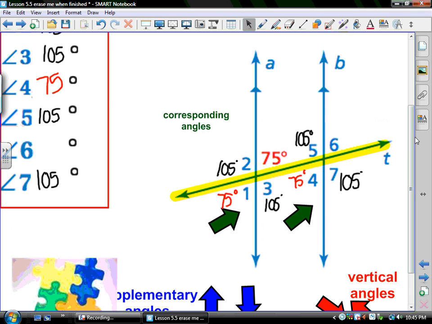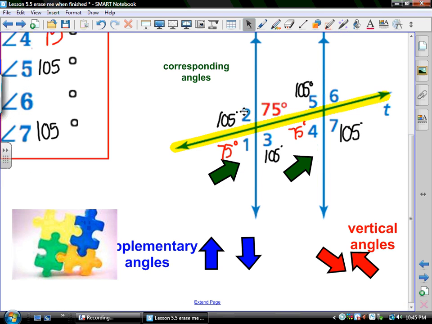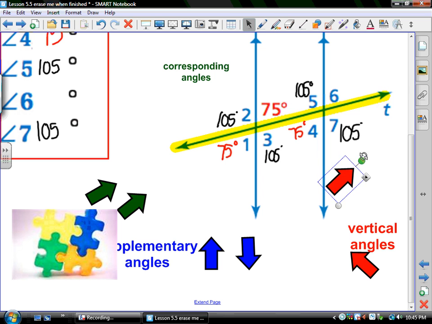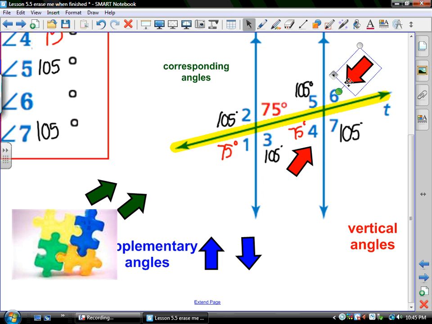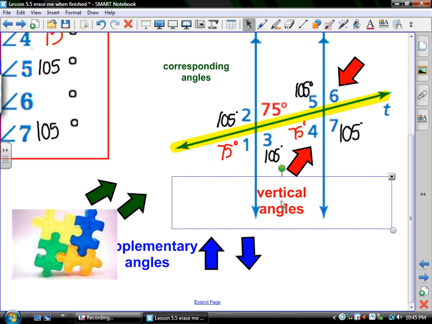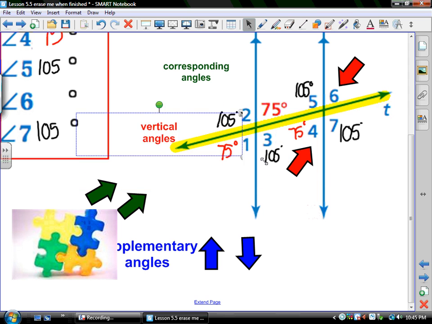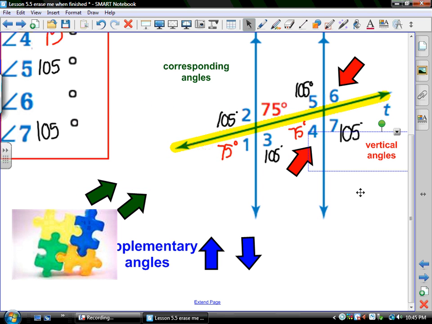All right, see? I told you it's like doing a puzzle. You start with one piece and just keep filling the puzzle in. I'm to the last piece of the puzzle, and I can proudly say that angle 6, vertical angles, across from each other. They are vertical angles. If this is 75 degrees, then this guy has to be 75 degrees. Alright, it's really not as bad as it looks.